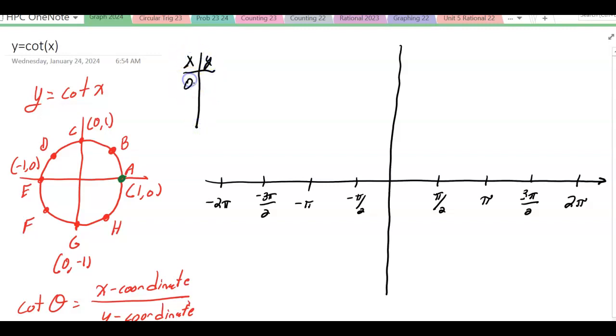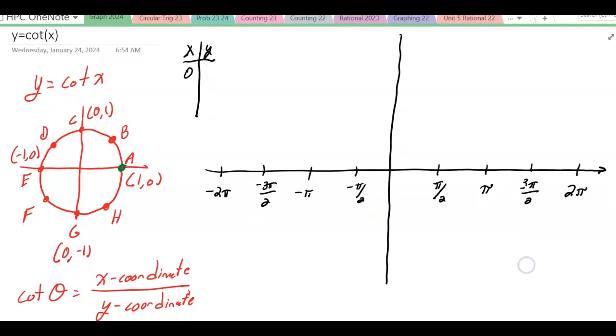So if you were to plug in 0, the cotangent of 0 is defined as the x-coordinate over the y-coordinate. So at point A, the cotangent is undefined, which means we will have a vertical asymptote. Then I'm going to plug in pi over 4, which is point B. The cotangent of pi over 4 is 1, so I have this blue point.